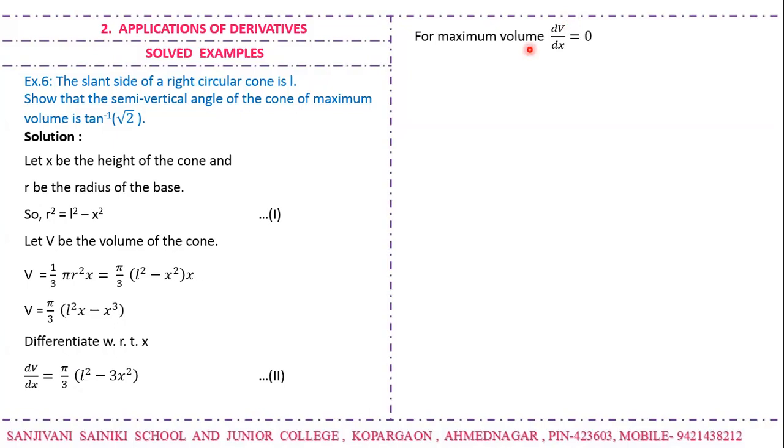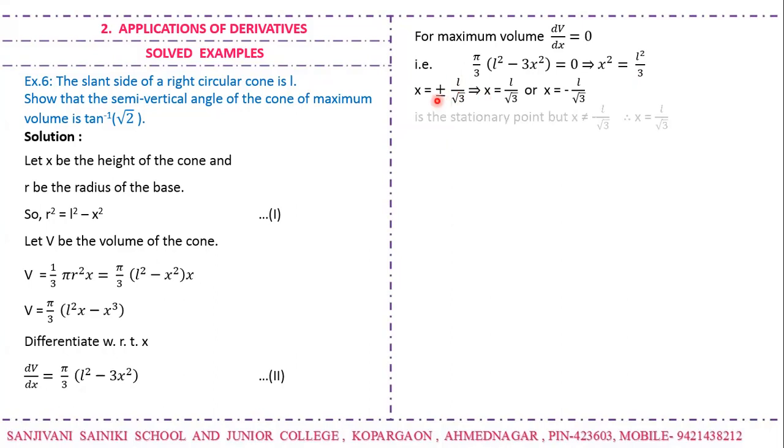So for maximum value, the first derivative must be equal to 0. So with that, you get x square is equal to L square upon 3. That means x is equal to plus minus L upon root 3. But we cannot take the negative value. So we have to take x is equal to L upon root 3.